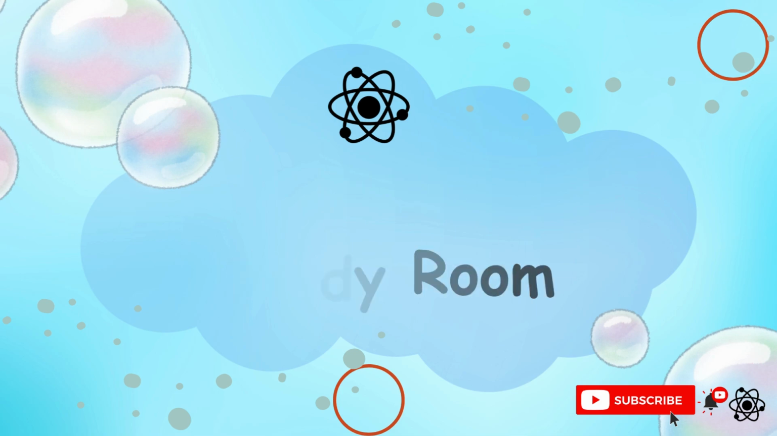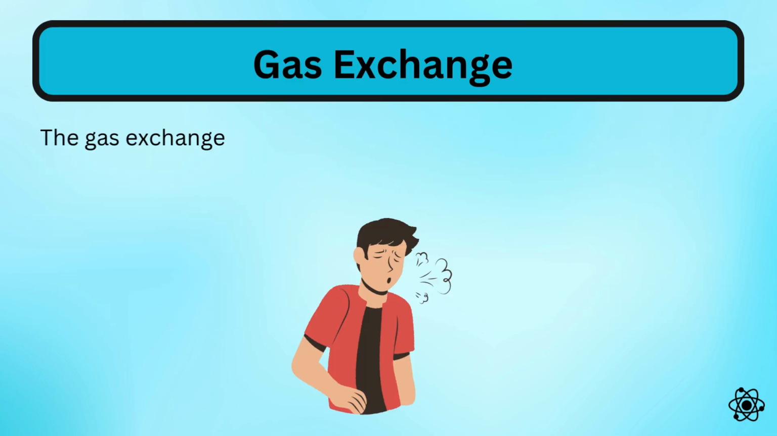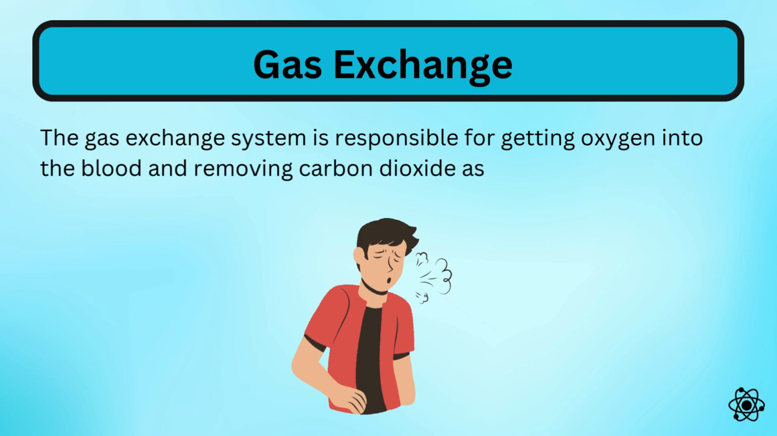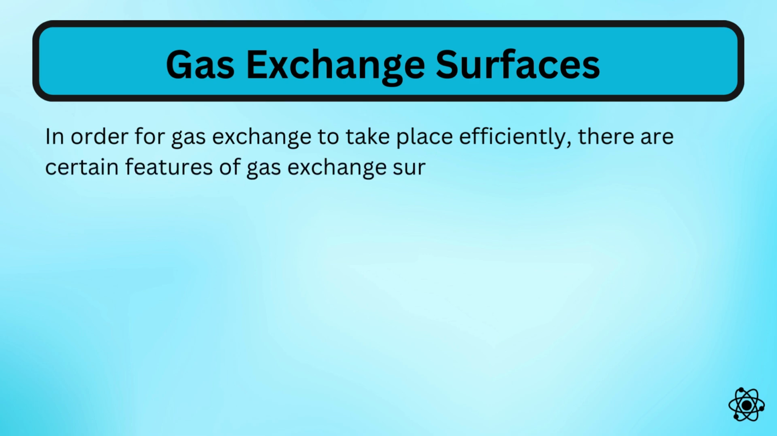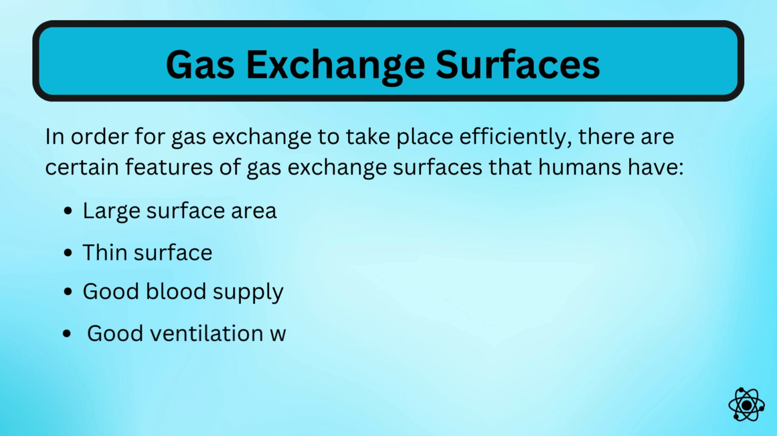This video summarizes topic 11, gas exchange in humans. The gas exchange system is responsible for getting oxygen into the blood and removing carbon dioxide as a person breathes. In order for gas exchange to take place efficiently, there are certain features of gas exchange surfaces that humans have. They are large surface area, thin surface, good blood supply, and good ventilation with air.